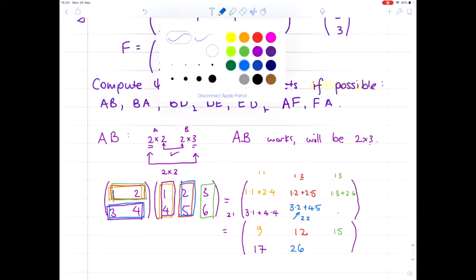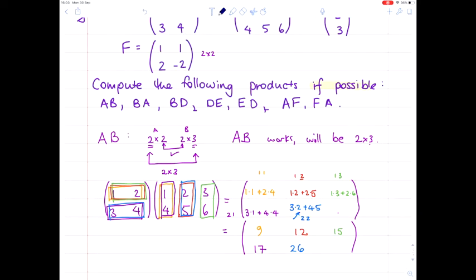And then finally, we're looking at our last entry over here. This is the second row, third column entry. So it says take the second row of your first matrix and multiply it by the third column of your second matrix. So we've got 3 times 3 plus 4 times 6. So that's going to give us 24 plus 9, so that's 33.